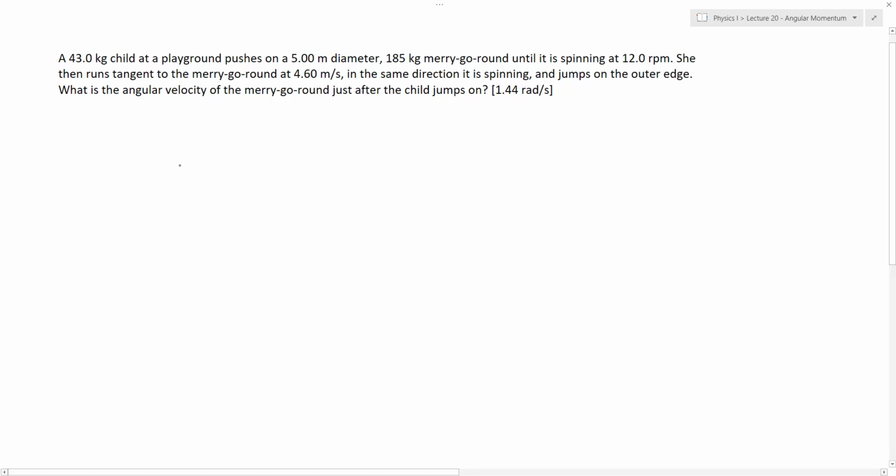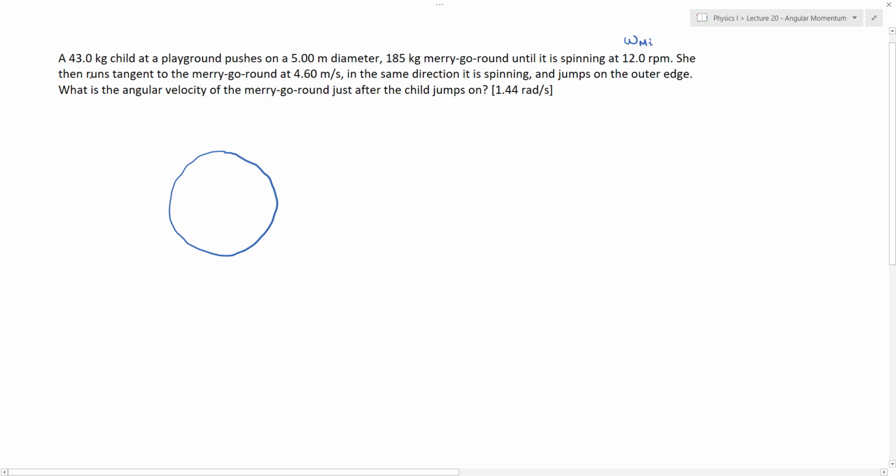So I'm going to draw a picture. This is a bird's eye view. I'm looking down at the merry-go-round. Okay, first the merry-go-round is pushed. It doesn't matter who pushes it. It has an initial angular velocity. So this is the initial angular velocity of the merry-go-round, 12 RPM. We can change the units to SI units later.